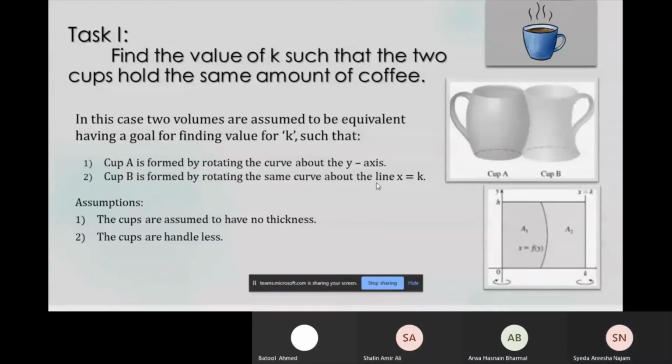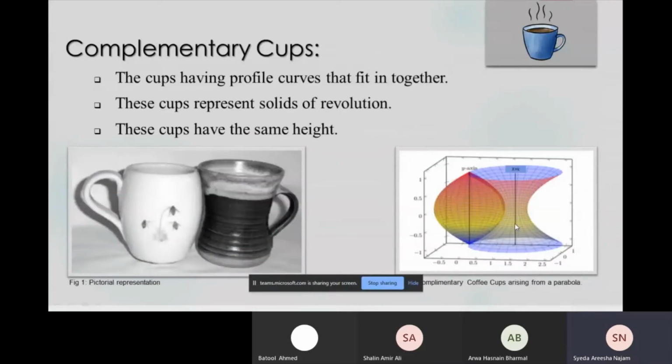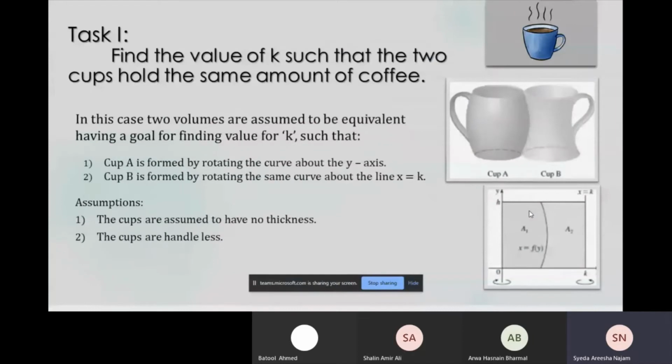As shown previously in the graphical representation, we have a line x equals k, which is parallel to the y-axis, and cup B is formed by rotating around the line x equals k, and cup A is formed by rotating the parabola around the y-axis. The assumptions made in order to solve for k are that the cups are handleless and have no thickness.